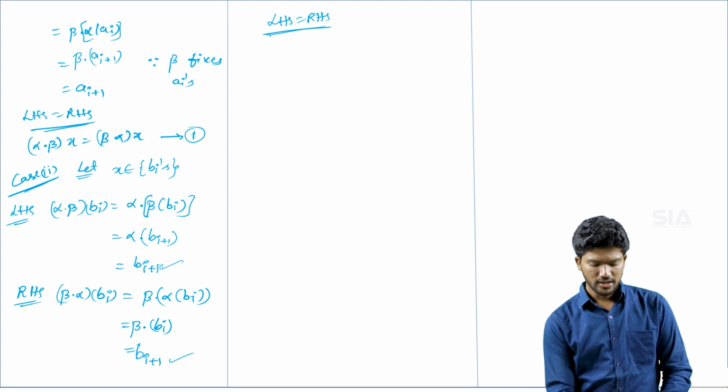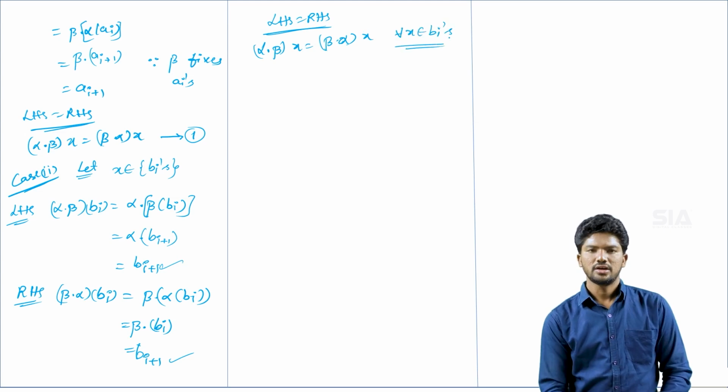You can say that alpha into beta x is equal to beta into alpha into x for all x belongs to beta i's. So this is taken as equation number 2.